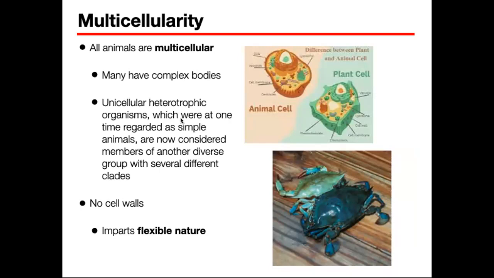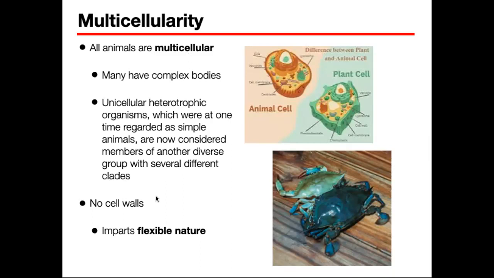So if you, for example, were able to discover a unicellular heterotrophic organism, would you put it under kingdom Animalia? It should not be, no. It should be under protists, because animals are chiefly multicellular.